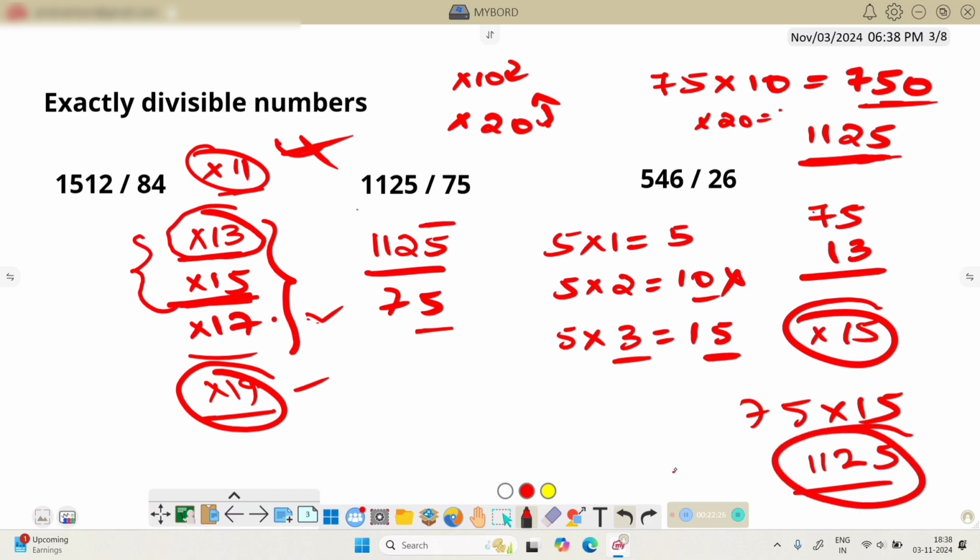Okay, so this is how you can check the bigger numbers, and if the divisors are given in 5 digits, that means multiples of 5. Okay, and next we will see 546 by 26, how we can solve this number.